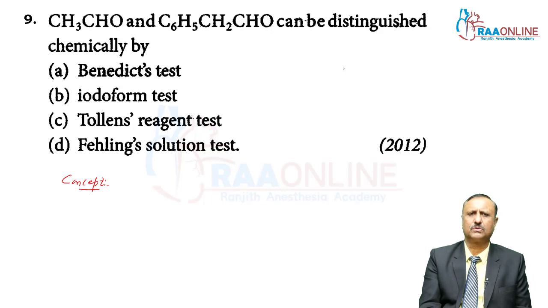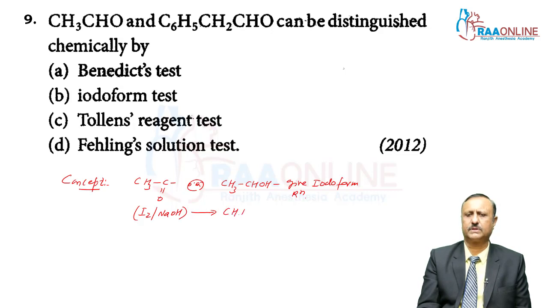My dear students, those aldehydes or ketones in which the CH3CO group is present, or the CH3CHOH group is present, give the iodoform reaction. This means these groups react with iodine and NaOH to form iodoform, and this reaction is called the iodoform reaction.